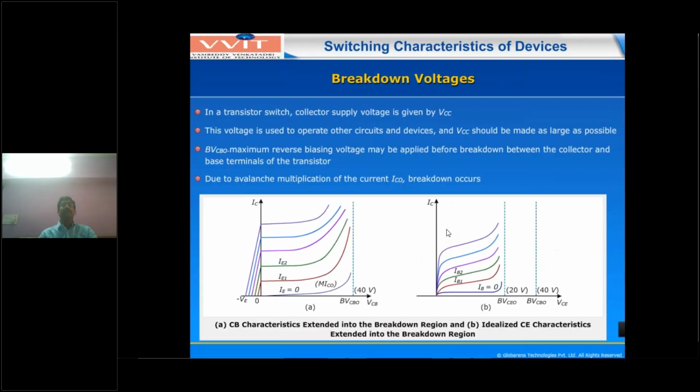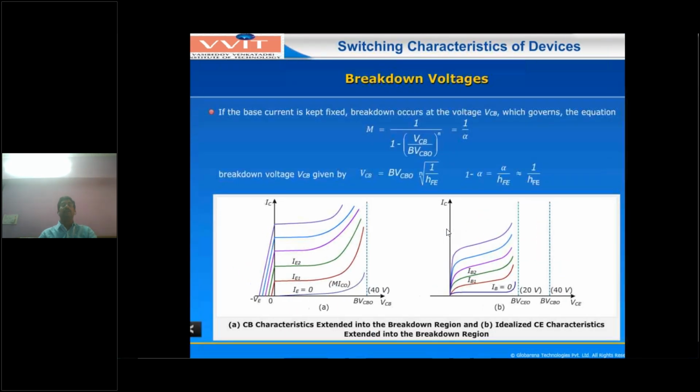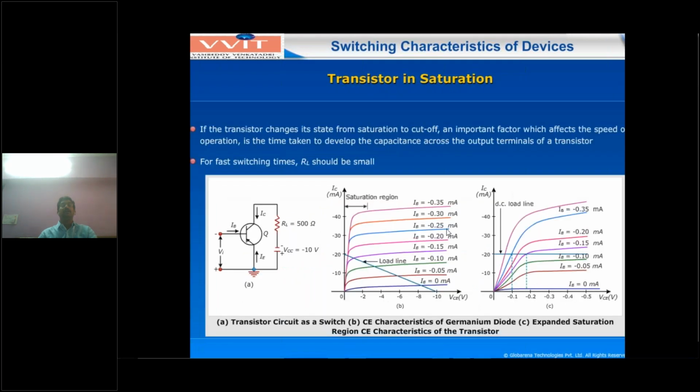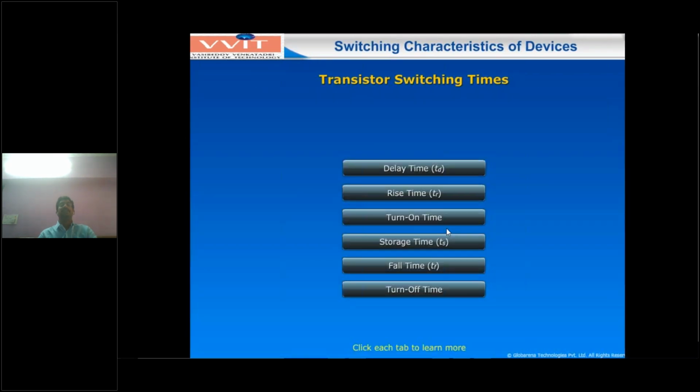And next, another important one: what is the transistor switching time? This is another important question. Transistor switching times are of different types: delay time, rise time, and turn on time, and storage time, fall time, and turn off time. So what is the delay time?